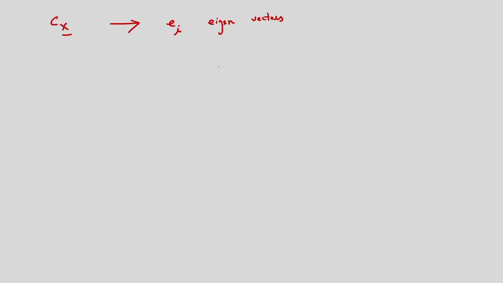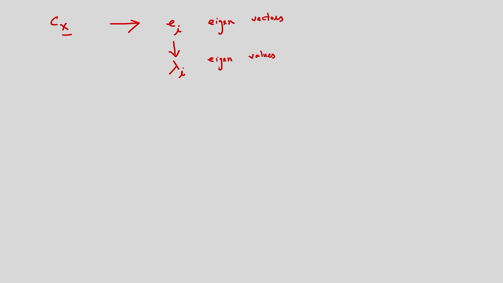And corresponding to this Ei, I have lambda I, and that is nothing but the eigenvalues. So you can see what is the step. The step is from the covariance matrix we can determine n number of orthonormal vectors. These are the eigenvectors, and corresponding to these eigenvectors, I have the eigenvalues.